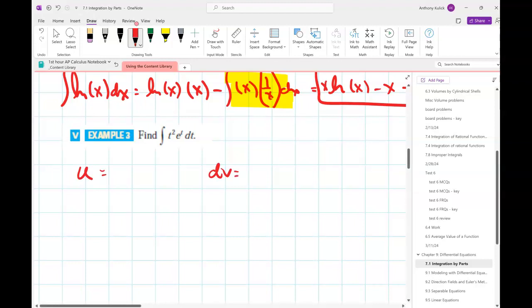All right. The next one, the integral of t squared e to the t dt. My u we should pick as, good, I would pick t squared. And the dv then is e to the t dt, right?